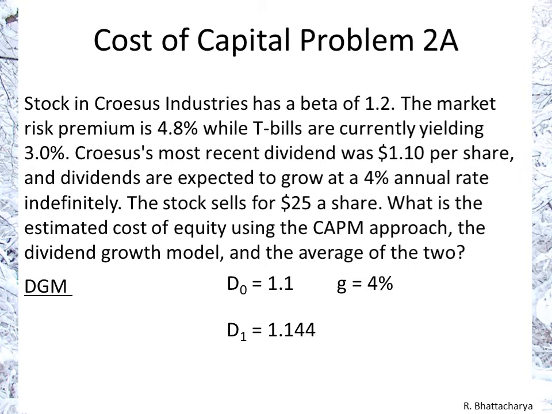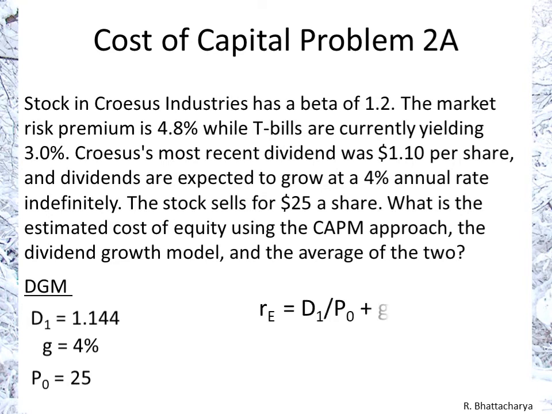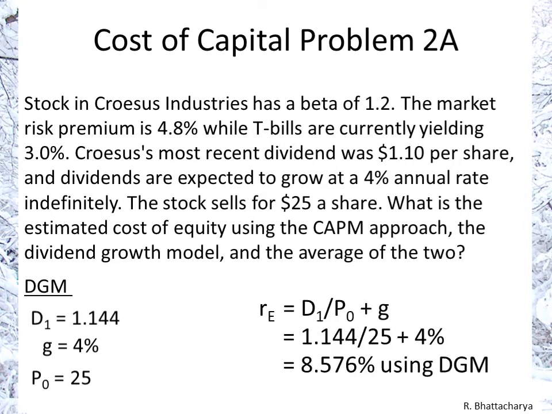Now we also have the price of the share, which is P0, which is 25. Now we can employ that in the dividend growth model. We'll use D1, g, and P0. The equation is, of course, the return is D1 over P0 plus g. That gives us a result of 8.576% using the dividend growth model.